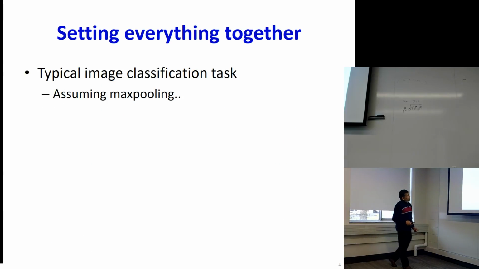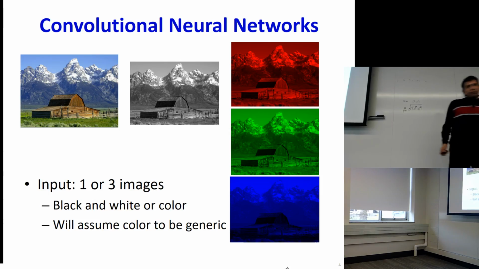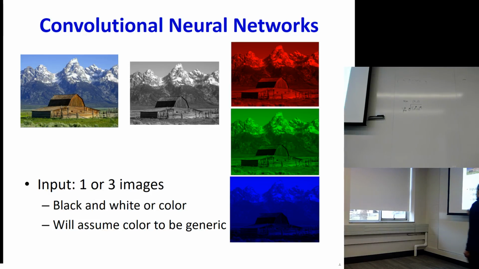Here's a typical image classification task, assuming max pooling. You'd have an input, and the input is going to be 1 or 3 images, depending on whether you're working with a grayscale image or a color image. If you're working with a color image, you're going to have R, G, and B. So it's 3 images, right? If somebody gave you an image in any other kind of color representation, you typically convert it to RGB. Remember that images can be represented in many different ways: CMYK, YIQ, and so on. So you convert that to RGB, because the assumption is that the different colors carry different information.